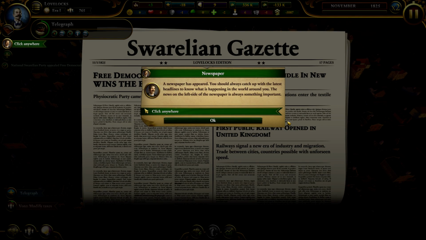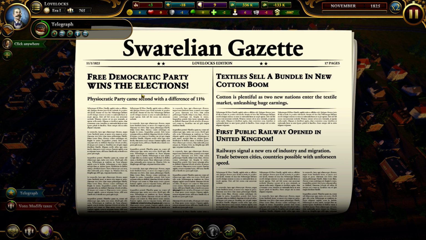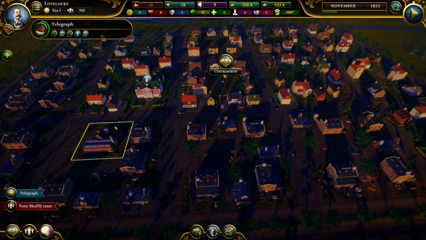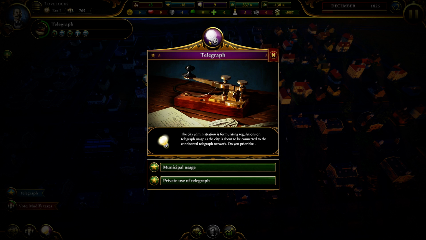So we're early in Gazette. Newspapers appeared. You should always catch up with the latest headlines to know what is happening in the world around you. The news on the left side of the newspaper is always something important. Free Democratic Party wins the elections. The Democratic Party came second with a difference of 11%. Oops. Oh, damn, I didn't read the stories on the right and it went away. Wonder if I can get that back.